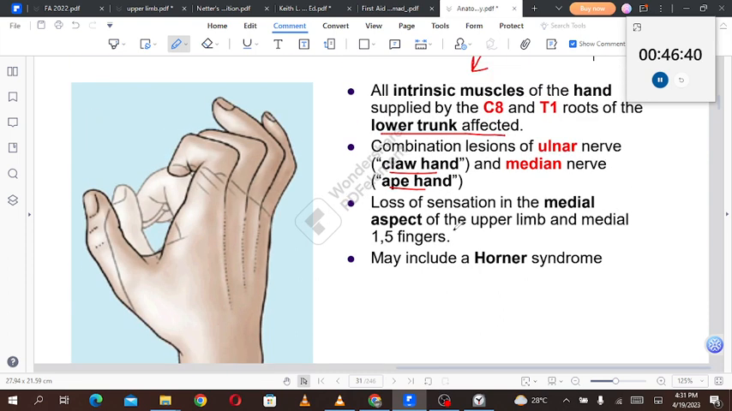Loss of sensation in the medial aspect of the upper limb and the medial first and fifth fingers. Okay, so the loss of sensation in the medial aspect of the upper limb, and first and fifth finger maybe.